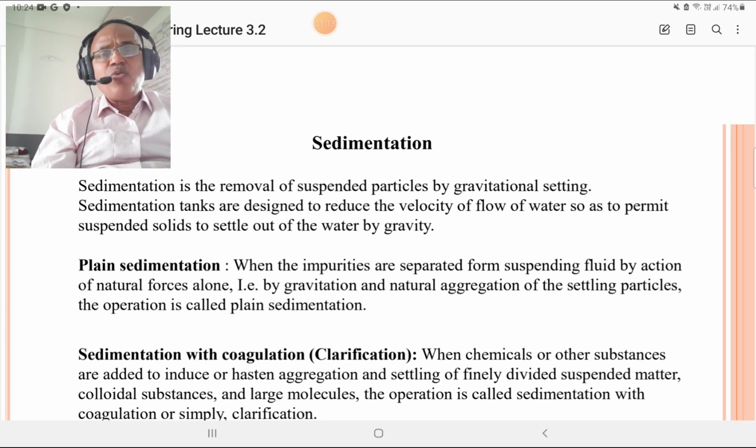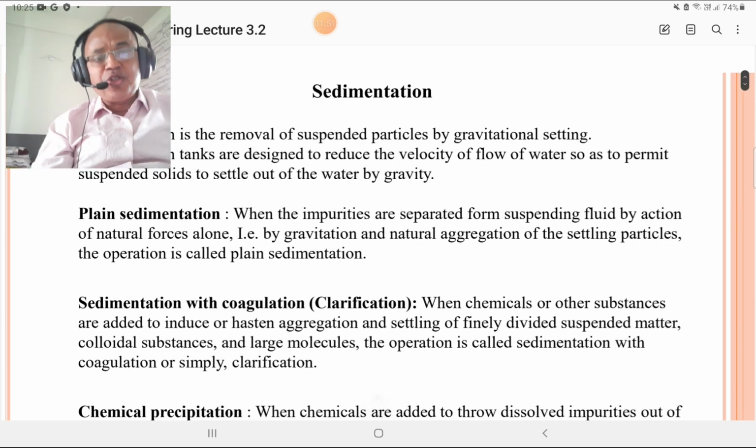So, let us discuss what the different types of sedimentation are. The first is plain sedimentation, when impurities are separated from the suspending fluid by the action of natural forces alone, that is, gravitational force and natural aggregation of settling particles. The operation is called plain sedimentation. So, plain sedimentation is based only on the gravitational force.